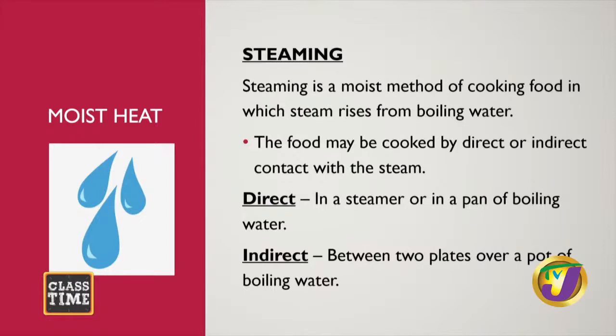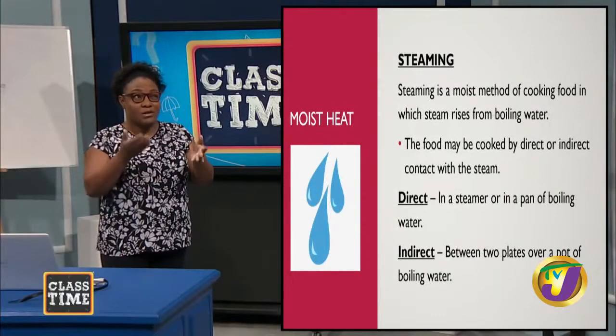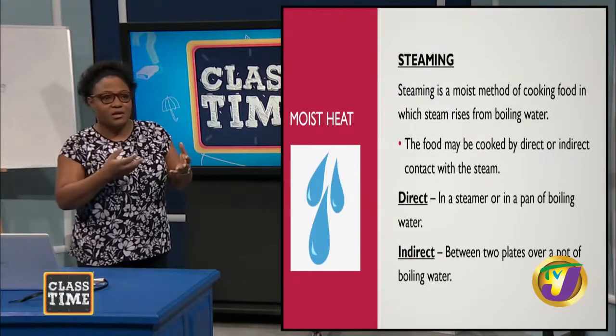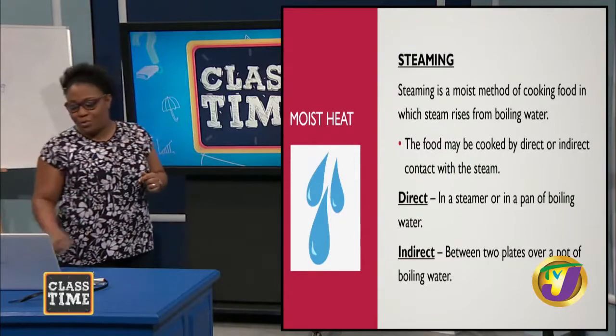Now, the food may be cooked by direct steam or indirect steam. Direct steam is when the steam is coming from the pot of boiling water to the food item, and indirect steam is when you're using plates. The steam is warming the plate, and then the hot air, or the condensation from that hot plate, is actually going to cook the food between the two plates.